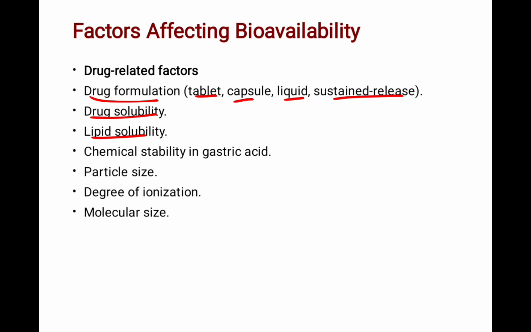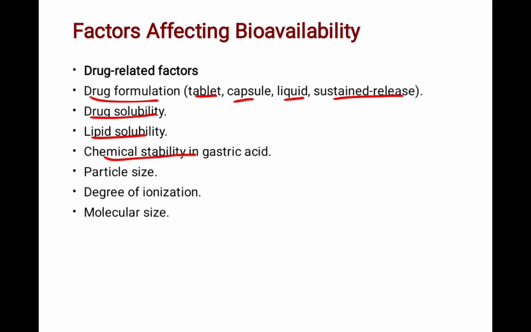Now, this barrier is the cell membrane of the cells lining the body surfaces, as well as the gastrointestinal tract. These membranes are made up of phospholipid layers. They are lipid-rich layers. Because of that, drugs with high lipid solubility are going to be absorbed faster and to a greater extent compared to drugs with low lipid solubility. So lipid solubility is also a criterion.